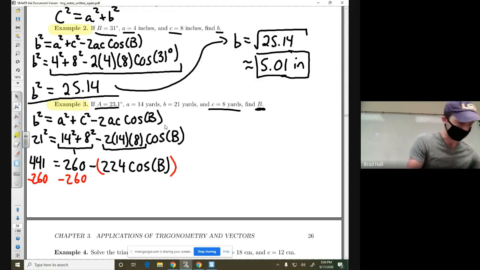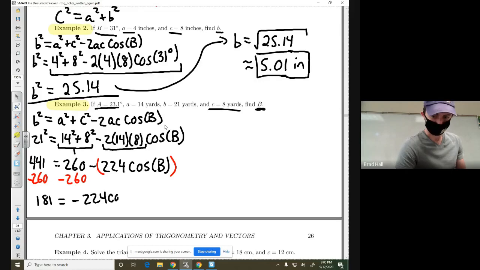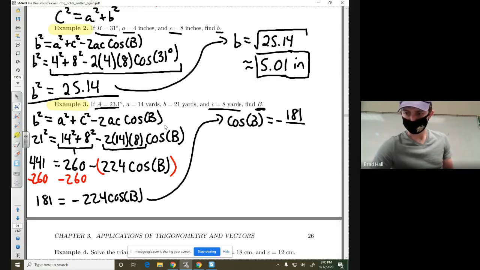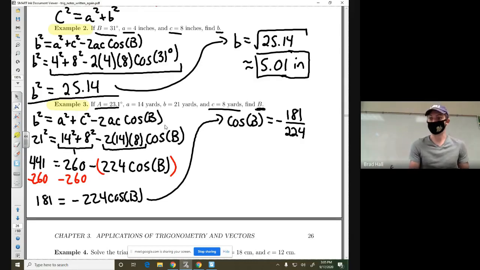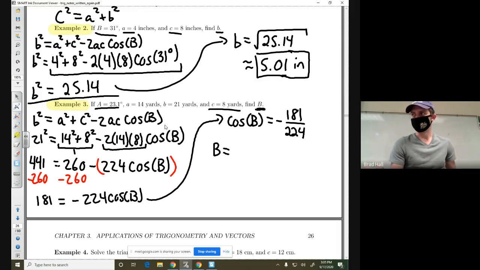So that's 441 minus 260. 181 is equal to negative 224 cosine of B. Cosine of B is now negative 181 divided by 224. I am dividing. This is a division. And then B is, remember the name for it? Inverse cosine. Inverse cosine, that's right.